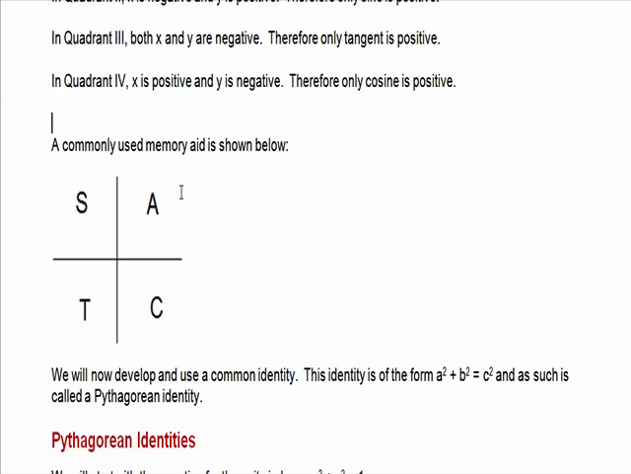So A means all, so all trig functions are positive in quadrant 1. S is sine, so that tells us that in quadrant 2 the sine function is positive, cosine and tangent are negative. Quadrant 3, the T is positive, so tangent is positive, but sine and cosine are negative. And in quadrant 4, C, so cosine is positive, so therefore sine and tangent are in fact negative.